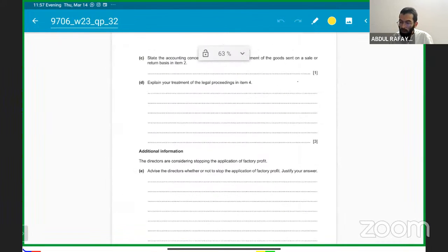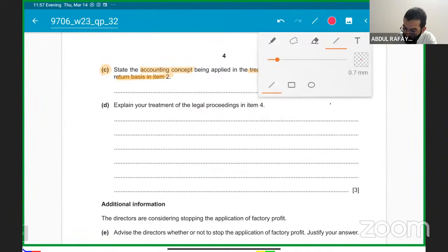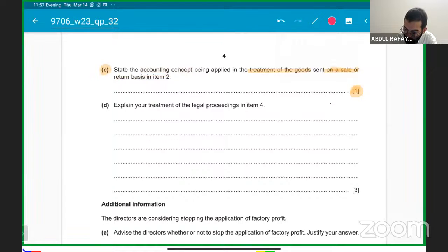Okay, next we talk about, okay, what is basically part C is for 1 mark, that you have to state the accounting concept. So we have to state the accounting concept, guys. Everyone getting it? So we have to state the accounting concept being applied in the treatment of goods sent on sale or return based on the item number 2. So now the theory part starts. Okay, we have to state the return basis sale of goods on return accounting concept which is being applied.